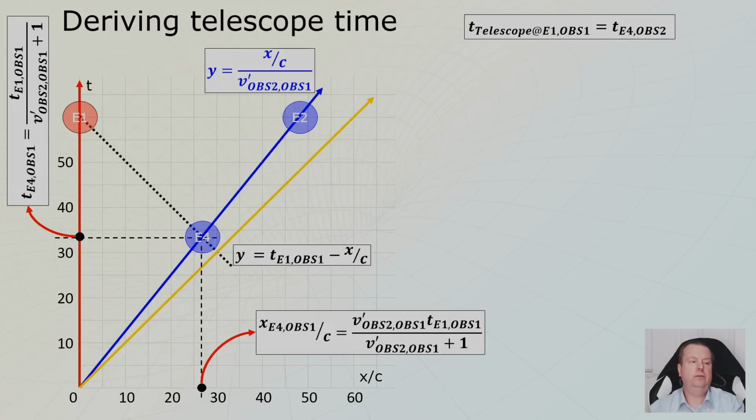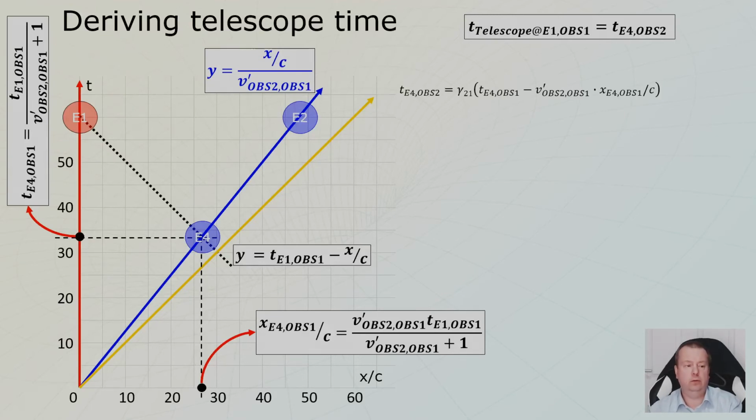So now let's derive telescope time. I want to know what the time is on the train clock at event number 4, because that's what I will see in my telescope. And that's what I want to know. I want to know the time I see in the telescope when the telescope is at event number 1, so in the house, through the eyes of observer 1.